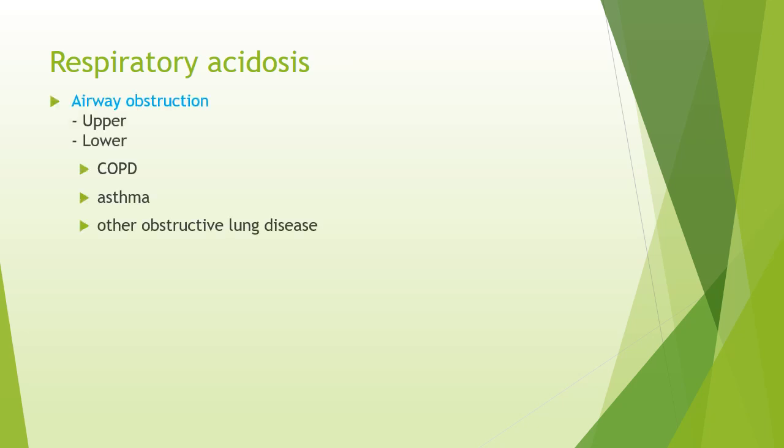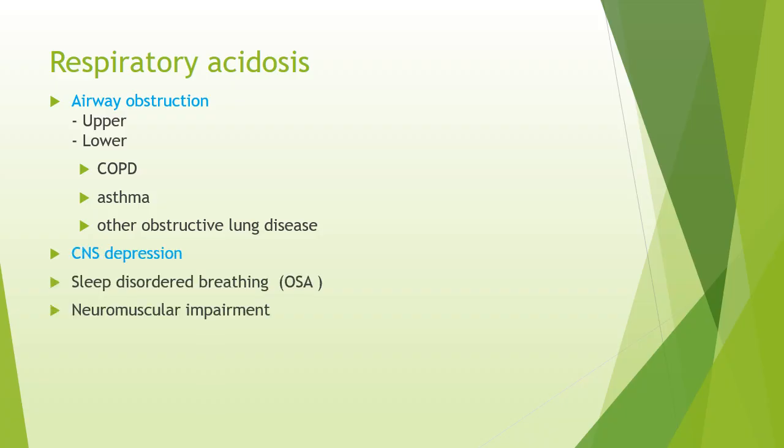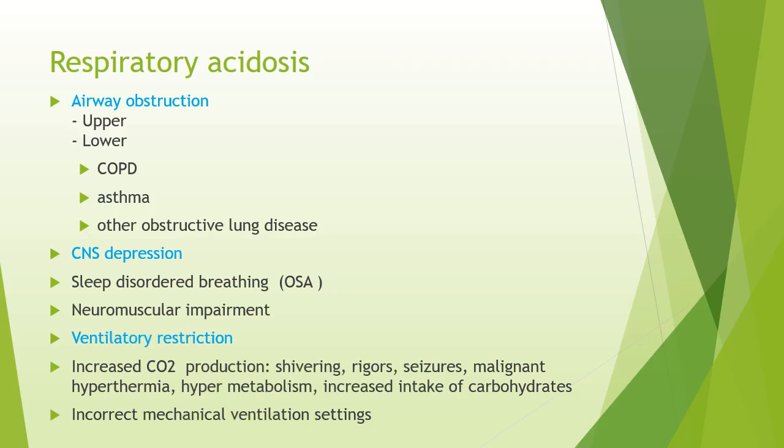Respiratory acidosis is usually seen in airway obstructions like upper or lower airway, in COPD, asthma, other obstructive lung diseases, even in central nervous system depression, sleep disordered breathing, neuromuscular impairment, when there is a ventilator restriction, increased CO2 production in case of shivering, rigors, seizures, malignant hyperthermia, hypermetabolism, increased intake of carbohydrates, incorrect mechanical ventilation setting. In these conditions, we can see respiratory acidosis.